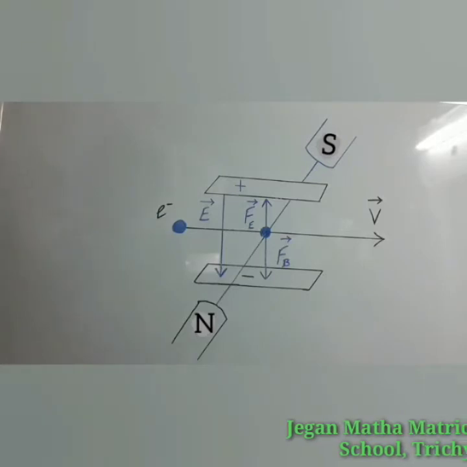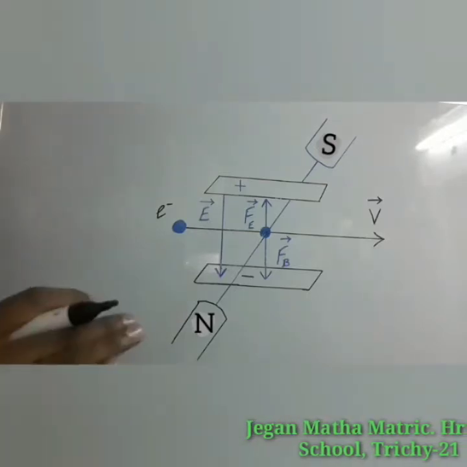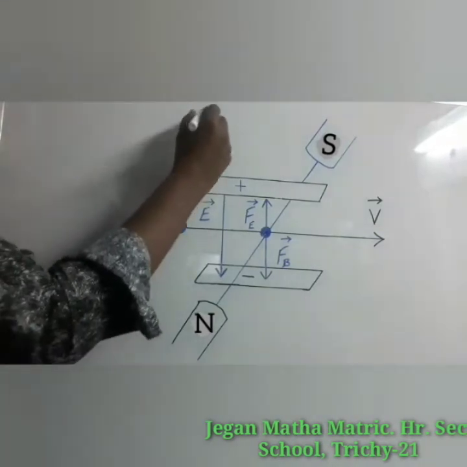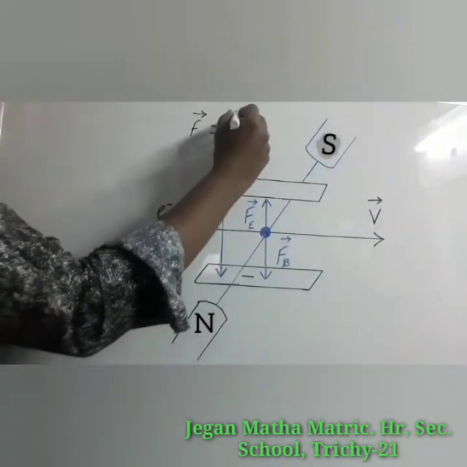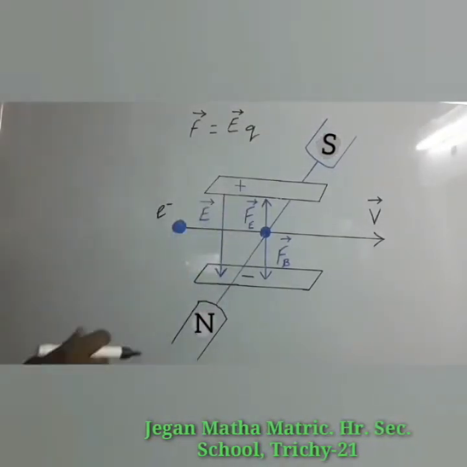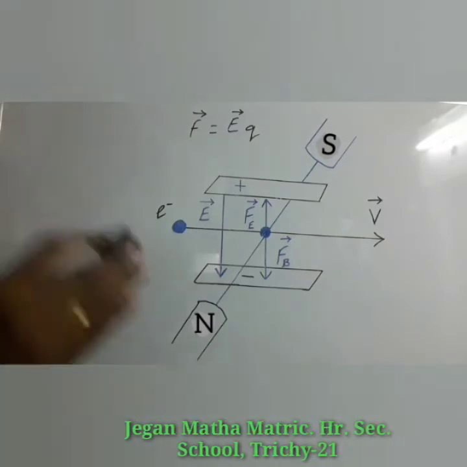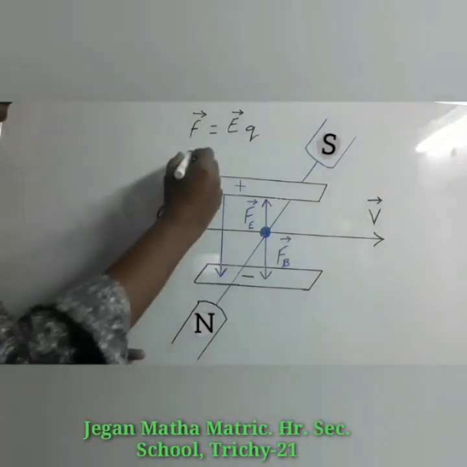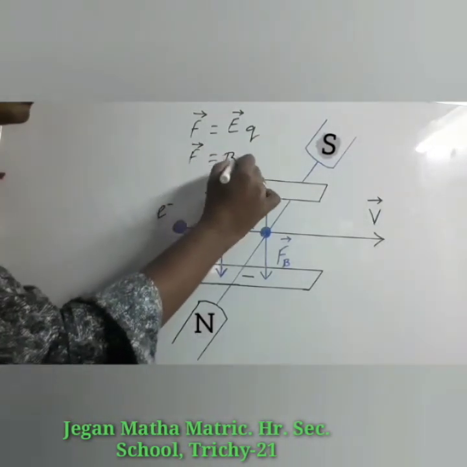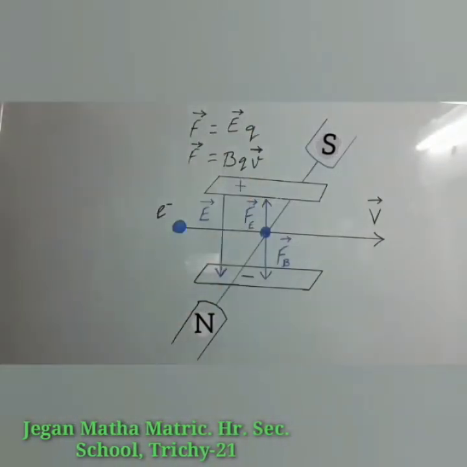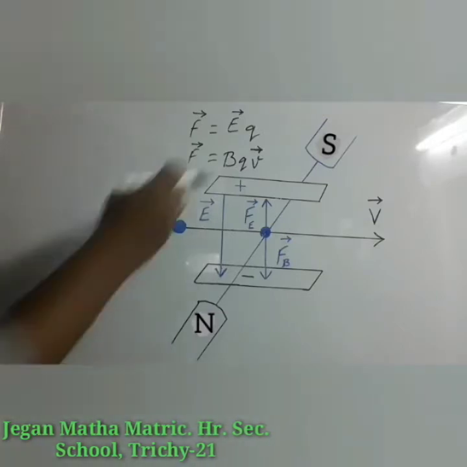Now we have to write the expression for the 2 forces. What is the expression for the force experienced by a charge in the electric field? F vector is equal to EQ. Refer to the first lesson. And what is the force experienced by the same charge in the magnetic field? We have learned about the magnetic Lorentz force. F vector is equal to BQV.